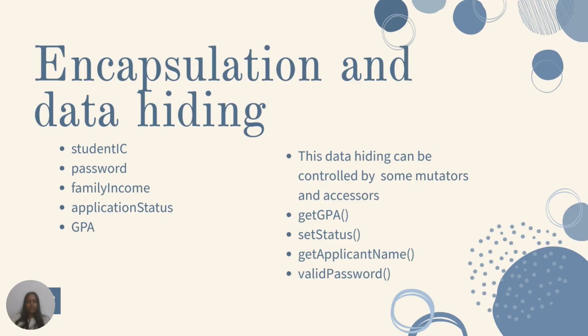Encapsulation and data hiding, which uses private members. For example, student IC, password, family income, application status, and GPA. This data hiding can be controlled by utilities and accessors, like get GPA, get status, get applicant name, and valid password. Get GPA allows read-only access to the grade, while set status can only be called by the admin to update the application's result.